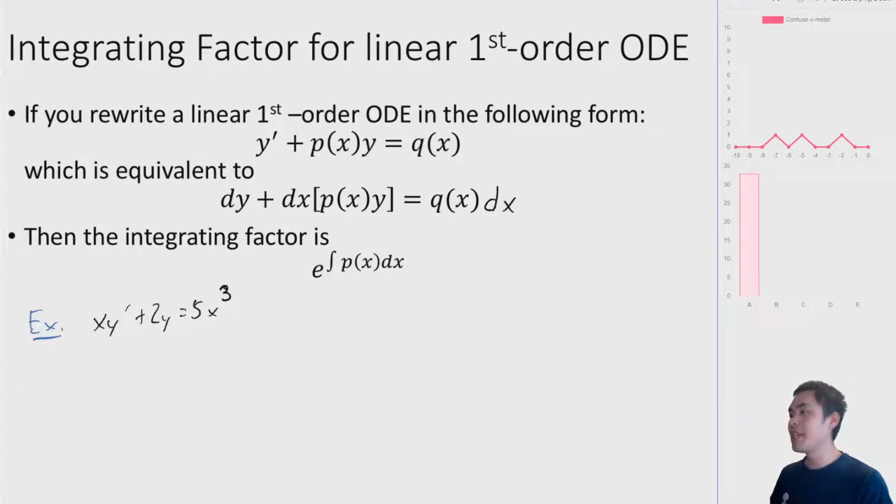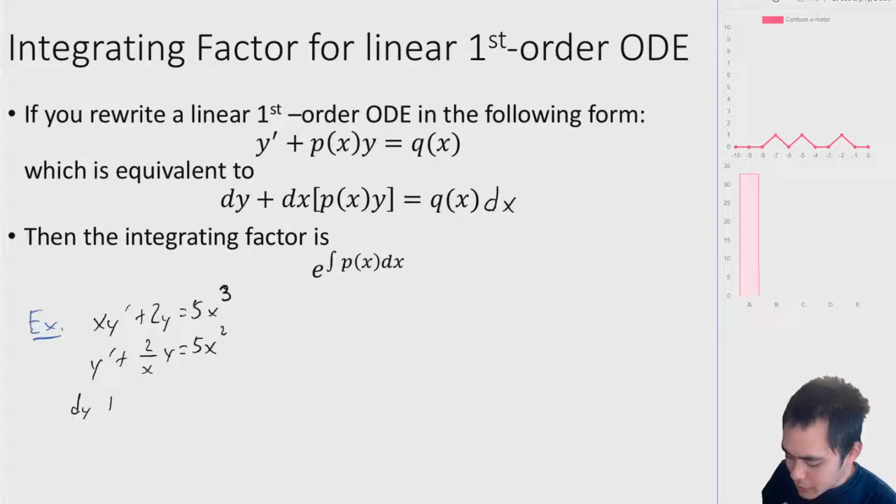The first thing you'll notice is that this isn't in quite the right form. So we're going to divide everything by x to put this in the right form, which is y prime plus some p of x y. So this p of x is going to be 2 over x. y is equal to 5x squared. So we divided out x from everything. And then remember that y prime is just dy over dx, so we're going to multiply everything by dx. And so you get dy plus 2 over x times y dx is equal to 5x squared dx.